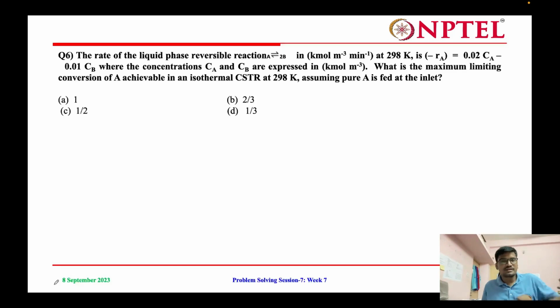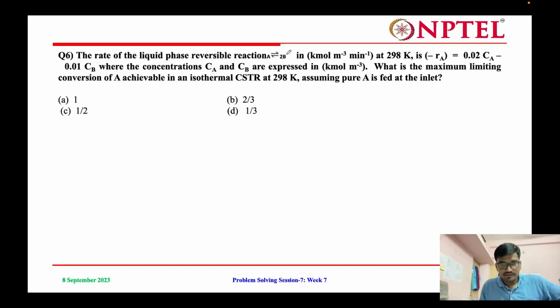Now question number 6. The rate of a liquid phase reversible reaction A gives 2B, in kilomole per meter cube per minute at 298 Kelvin, is given by the rate equation r = 0.02 Ca minus 0.01 Cb, where the concentrations Ca and Cb are expressed in kilomole per meter cube. What is the maximum limiting conversion of A achievable in an isothermal CSTR at 298 Kelvin, assuming pure A is fed at the inlet?